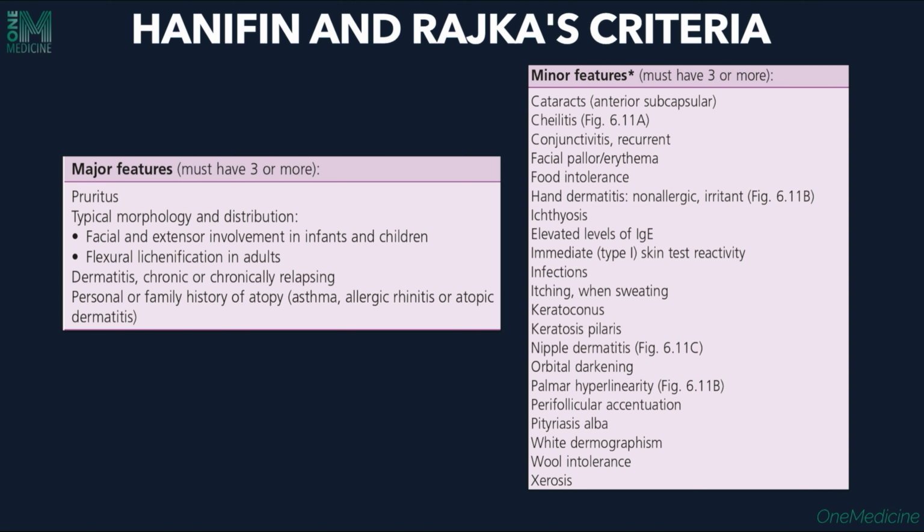Any three of them have to be present to call atopic dermatitis. Firstly we have pruritus. Second is typical morphology and distribution, that is, in children and infants it should be present on the face and the extensors. In adults it should be present in the flexural area with lichenification. Third, chronic or chronically relapsing dermatitis should be present. And then there has to be a personal or family history of atopy, either asthma, allergic rhinitis or atopic dermatitis. So: pruritus, typical morphology of the lesion, dermatitis and family history.